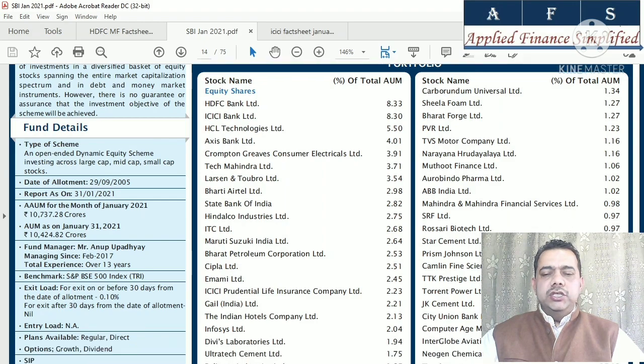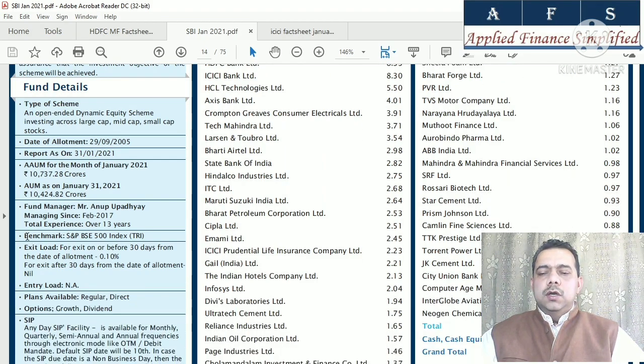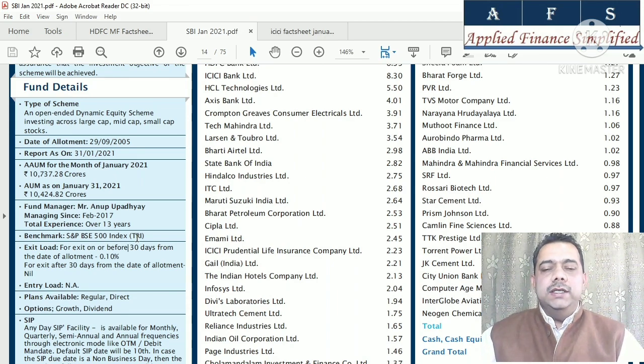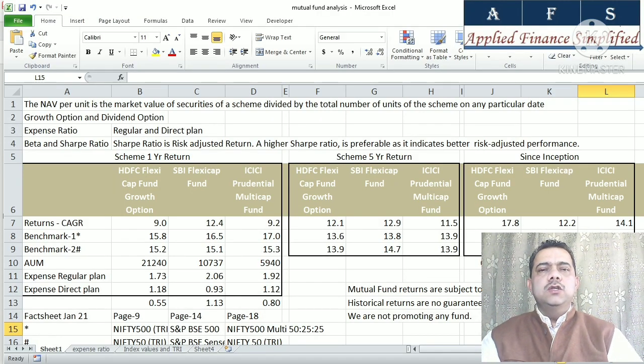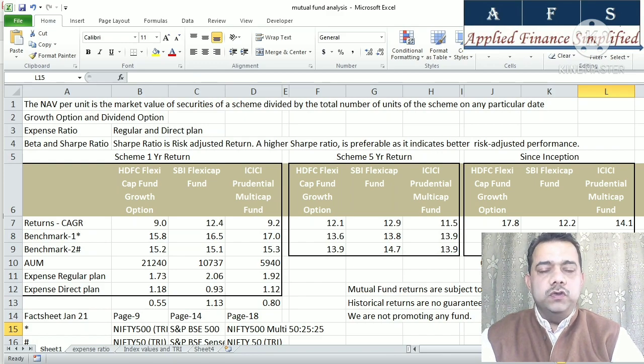Now let me draw your attention to the word benchmark. This fund house has used the benchmark S&P BSE 500, and the important word here is the total return index, TRI. TRI is calculated by assuming that all cash distribution is reinvested. When we look at the index values, it just captures the price movement, but the total return index is the better measure of comparison. Now let's look at the comparison of the three mutual funds.